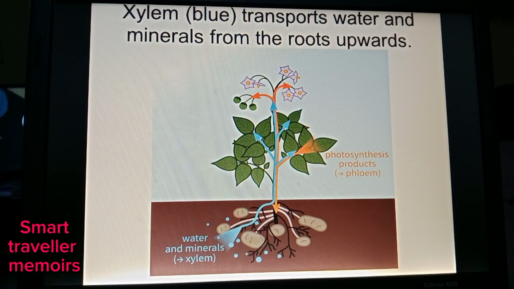That diagram or illustration there shows xylem vessels, which transport water and minerals from the roots upwards. So the water and minerals pass through the xylem. Can you see the blue? The blue is the xylem. And after that, you get photosynthesis products which move down through the phloem, the grayish.